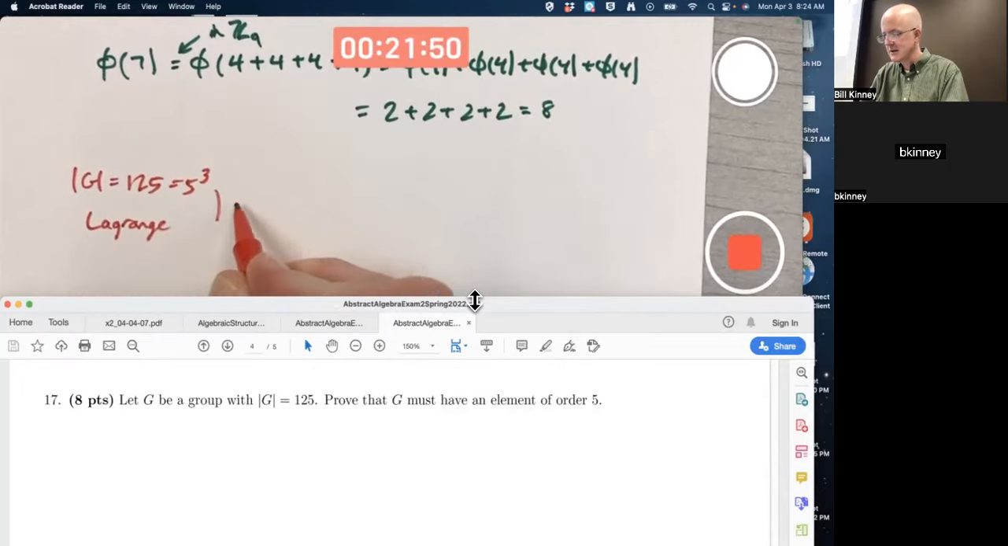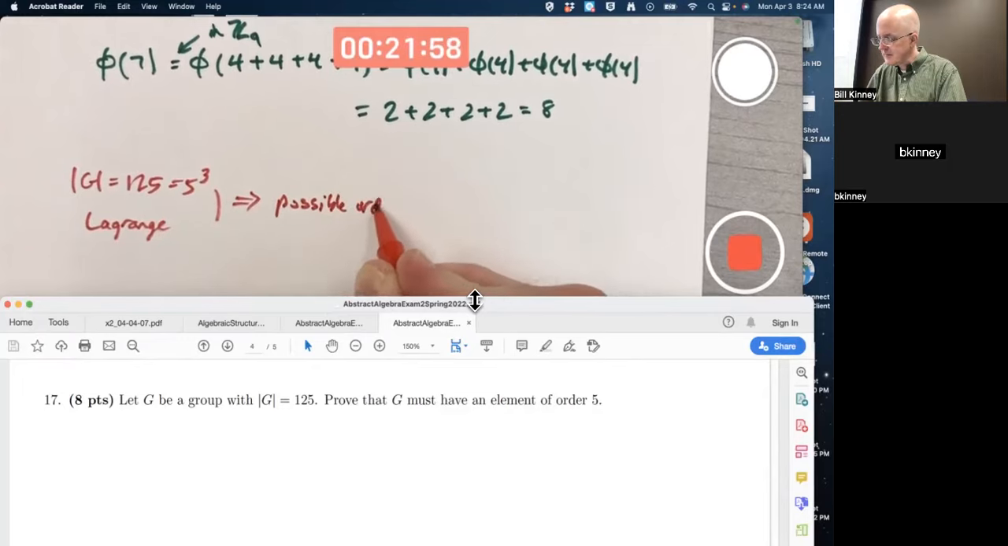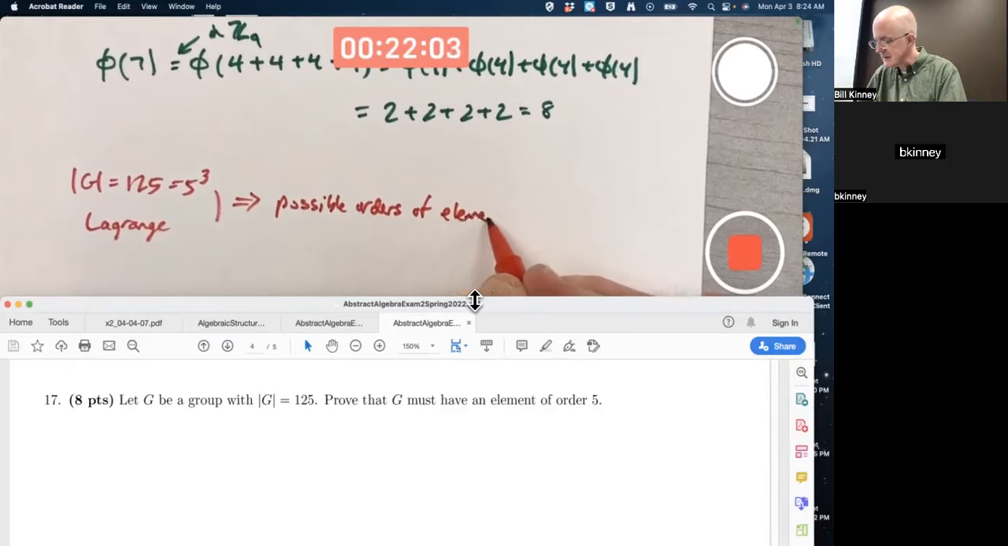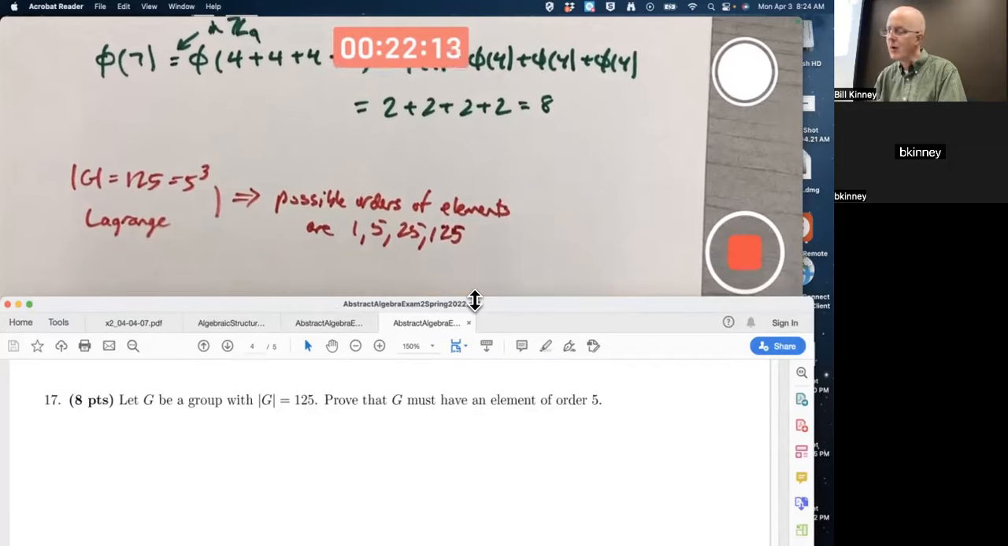Lagrange implies the possible orders of subgroups, but also elements, are 1, 5, 25, 125. Of course, the identity element is going to be the only one of order 1.